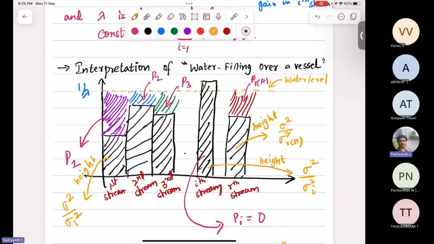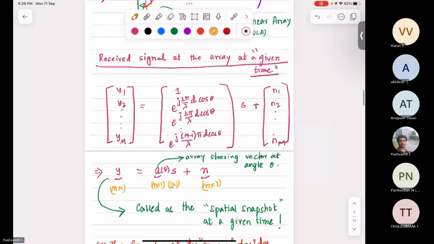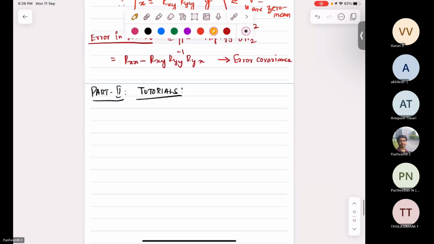Now what we will do is we will pour water into this vessel. Naturally, the bar which has the least height will start to get the water first. Every other bar basically will not get water first. As you keep pouring the water, the bar with the least height will be the one which gets filled up first. Then the bar with the next least height will get some water. You understand, right? Maybe I will show another diagram. Let me explain it here.